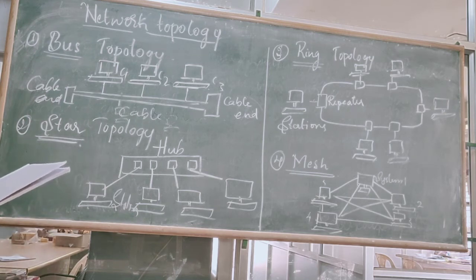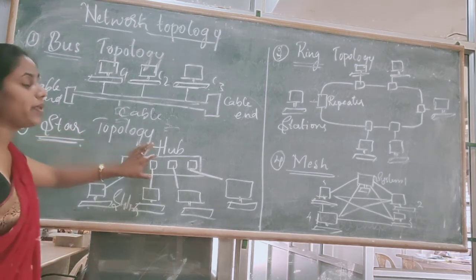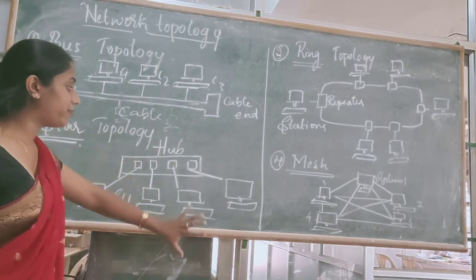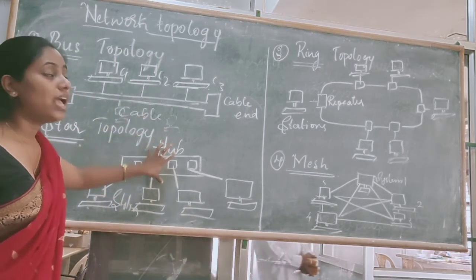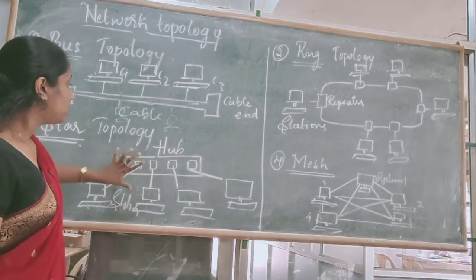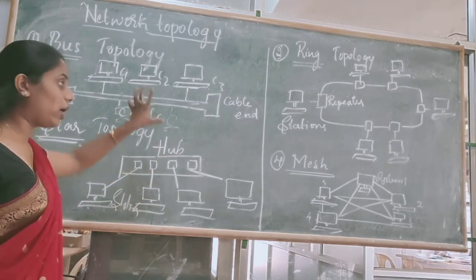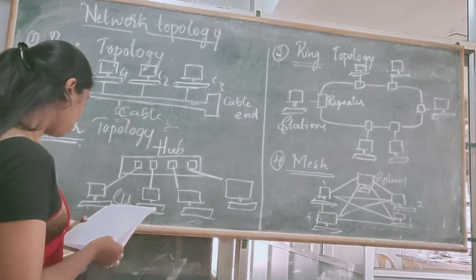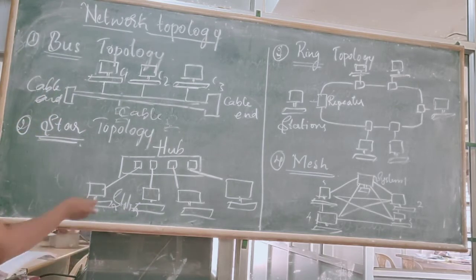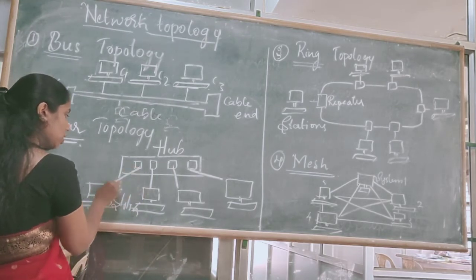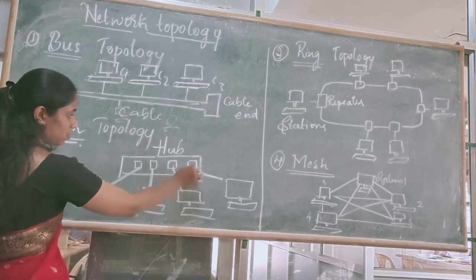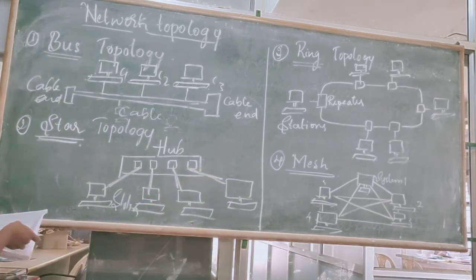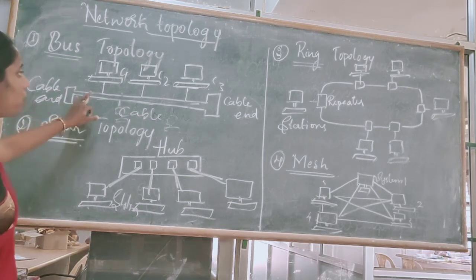So star topology means at the center there will be a hub and all the different systems will be connected to the hub. Okay, the center will be the hub and all the systems will be connected to the hub only. These systems are connected through twisted pair cables. Okay, these are twisted pair cables which connect the systems to the hub.